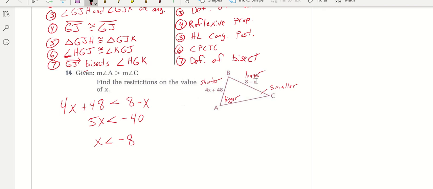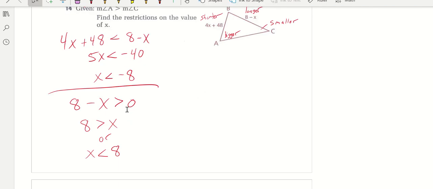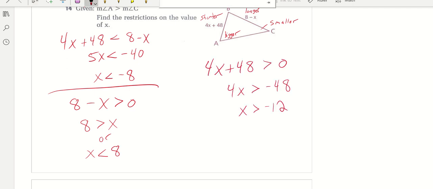Remember, these have to be positive lengths, right? So BC has to be greater than 0, and AB has to also be greater than 0, so let's solve that accordingly. Well, when we solve for 8 minus x is greater than 0, I added x to both sides, and we get 8 is greater than x, or you flip it around, x is less than 8. Well, x already has to be less than negative 8, so that doesn't add any restrictions. Let's take a look at what new restrictions are added when 4x plus 48 is greater than 0. And we get x is greater than negative 12. So x has to be less than negative 8, but greater than negative 12.